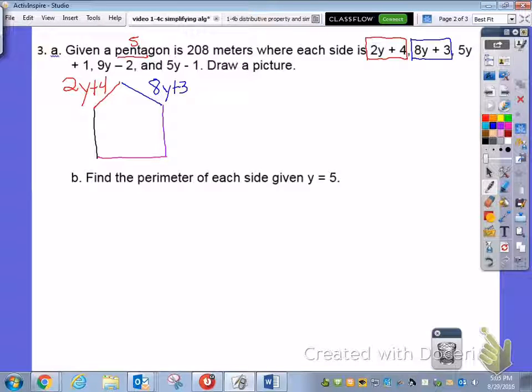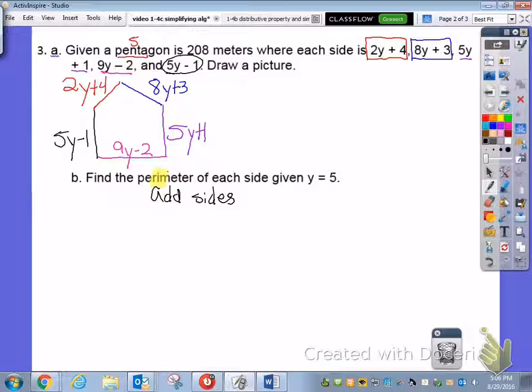The next side I have is 5y plus 1. So this is 5y plus 1. And the next one is 9y minus 2. And then I have one more, and it is 5y minus 1. Now, when you take up all the sides and it talks about perimeter, how do you find perimeter? Well, perimeter means you're going to add the sides, right? Okay, I'm going to write this down. You add the sides. So I'm going to write it out the long way, and I'm also going to show you a short way you can do this, okay?